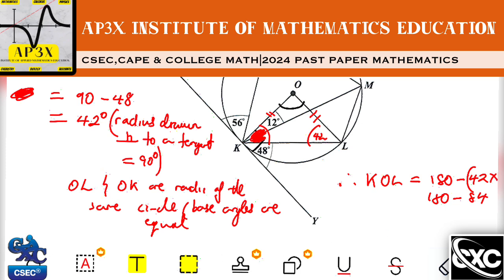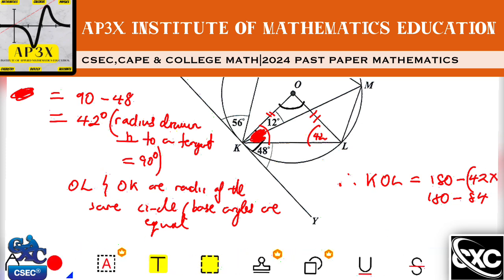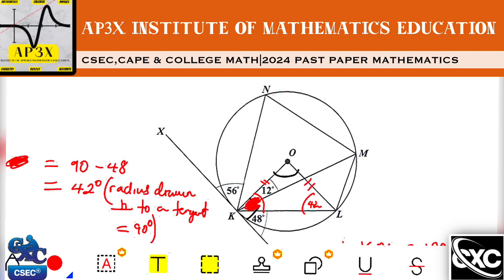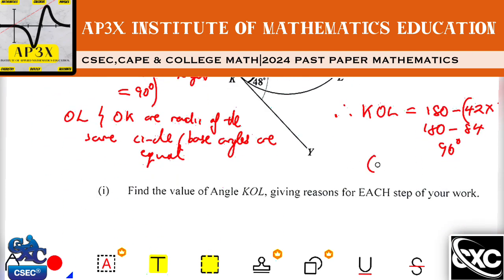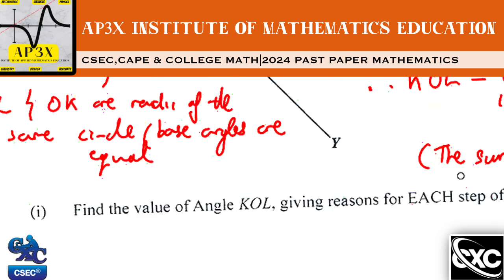Okay, so that's 42 times 2. So that's 84, and that's going to be equal to 96 degrees. So this angle right in here is in fact 96 degrees. And then of course the reason would have been that the sum of the angles in a triangle, we could see that adds up to 180, or we could see that they are supplementary.